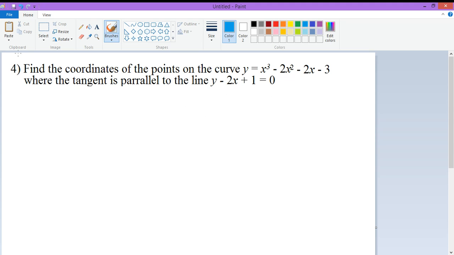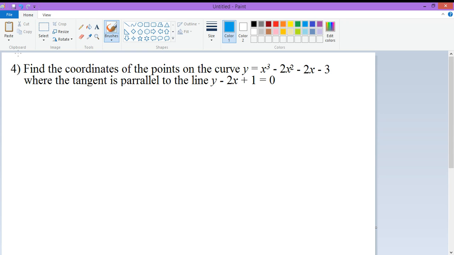Let's look at our fourth question for the day. Find the coordinates of the points on the curve y is equal to x cubed minus 2x squared minus 2x minus 3, where the tangent is parallel to the line y minus 2x plus 1 is equal to 0.